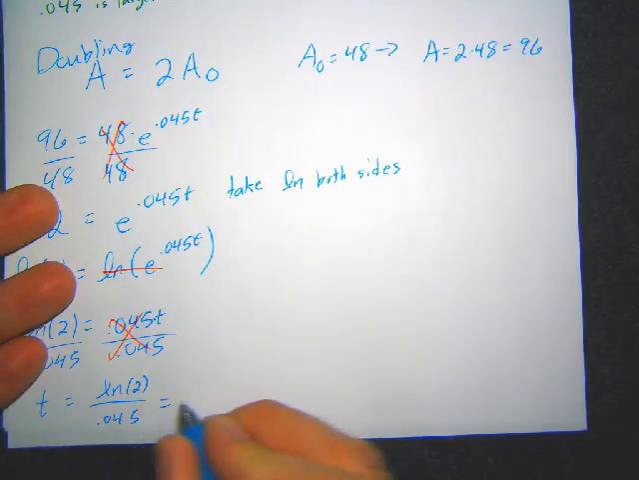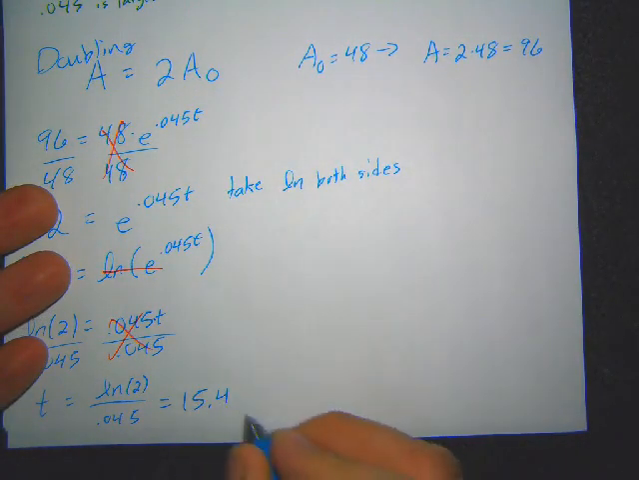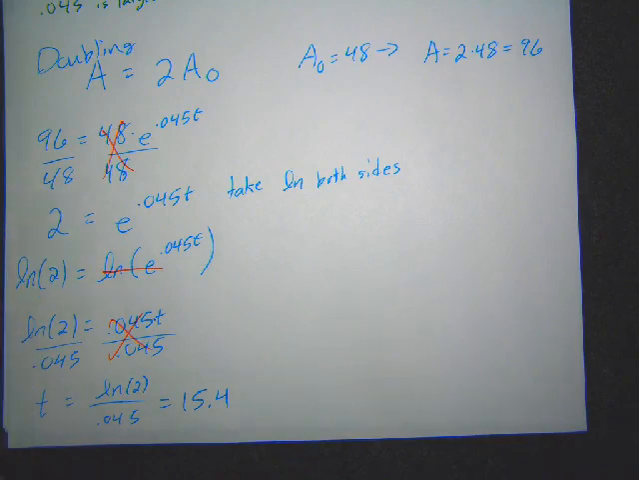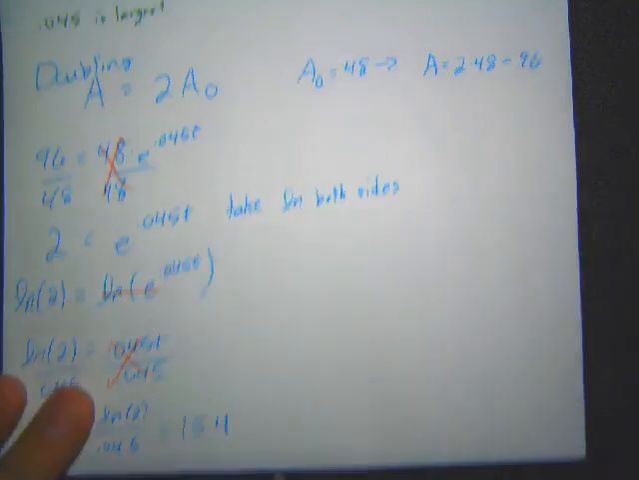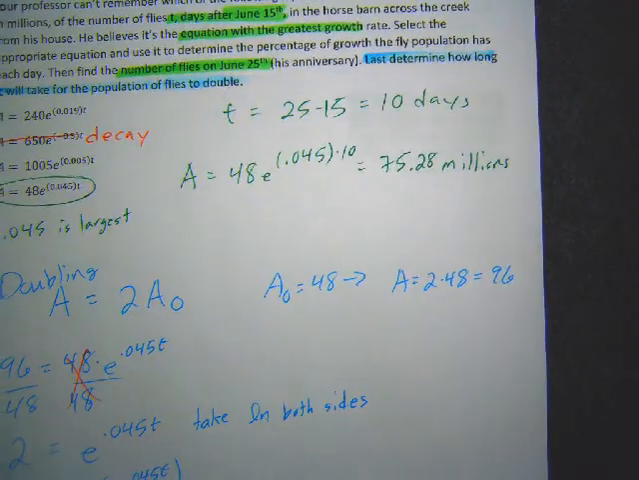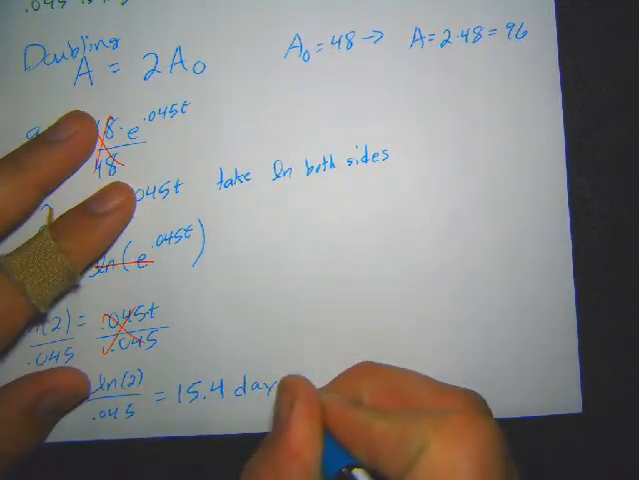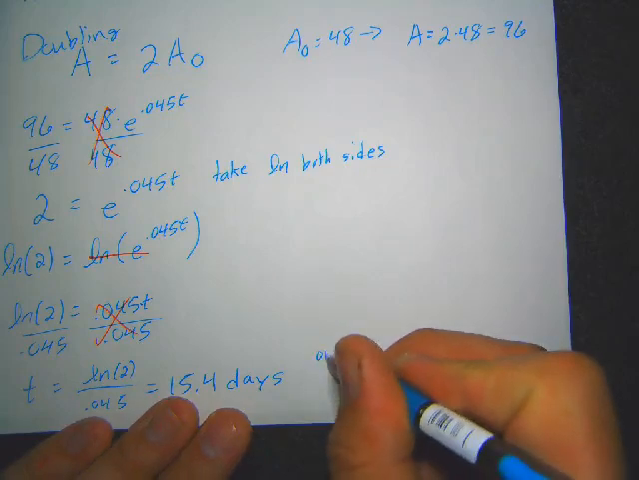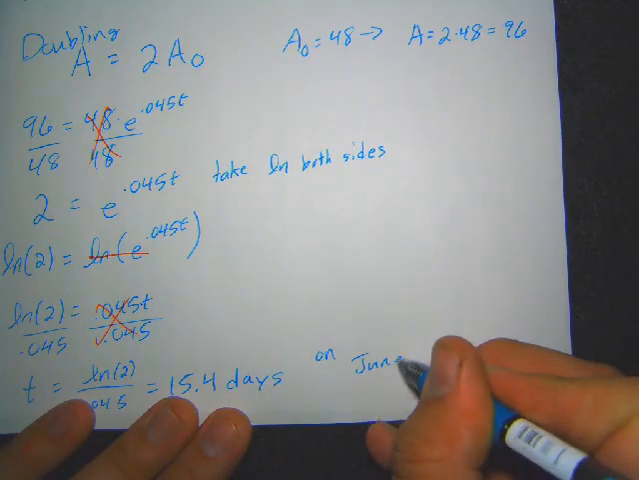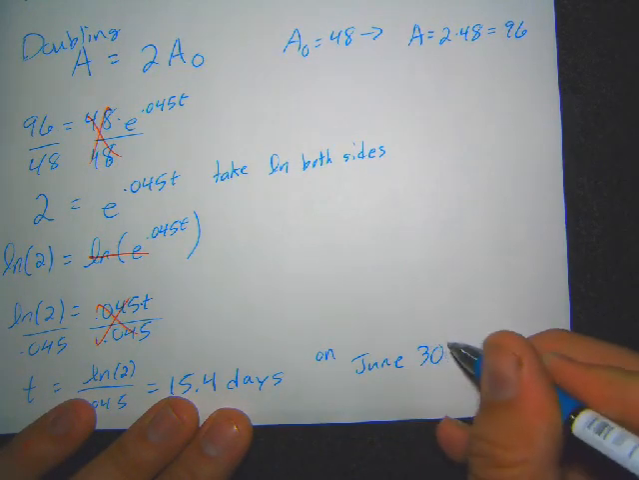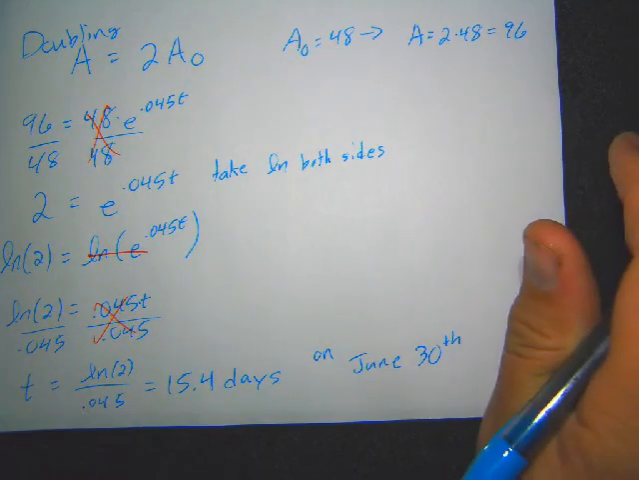So we get 15.4 for the time. Remember, the time is the number of days after June 15th. So it's going to take 15.4 days, or it's going to happen on June 30th. It'll be halfway through the day. Actually, probably almost halfway through June 31st.